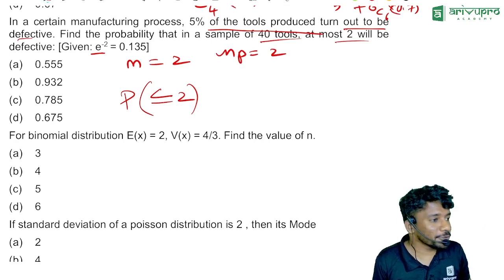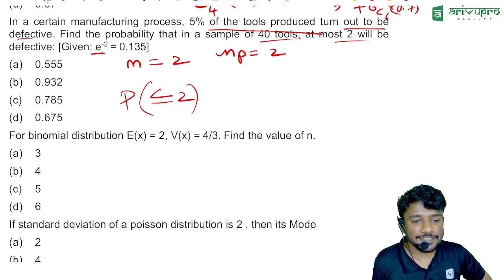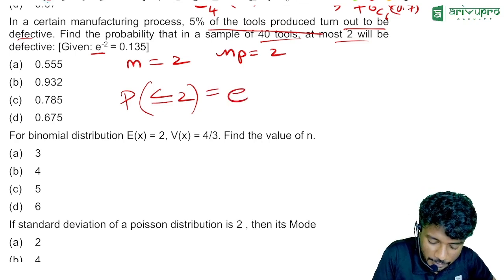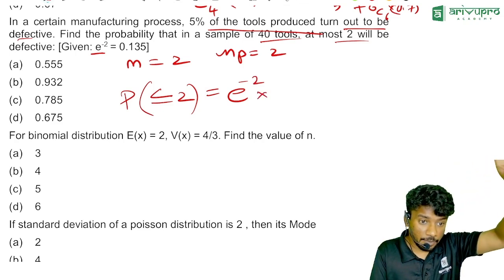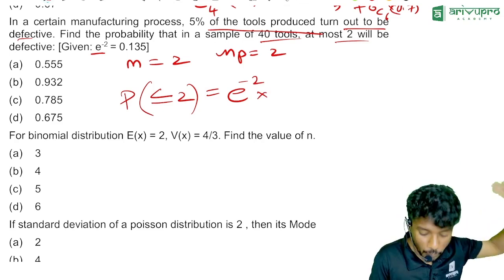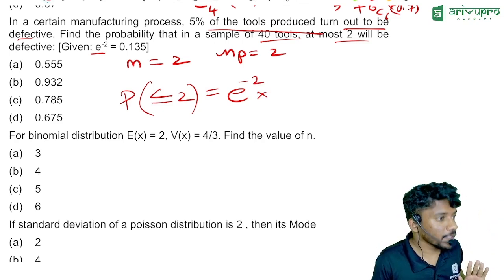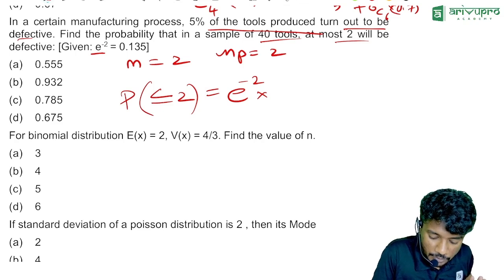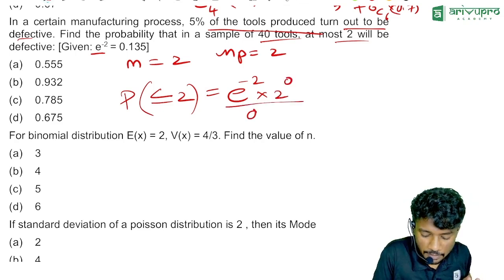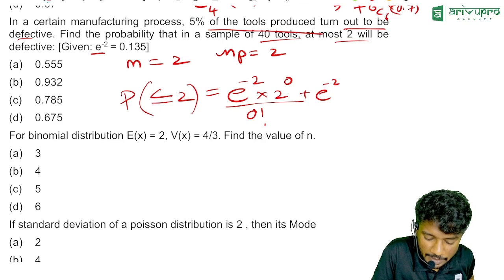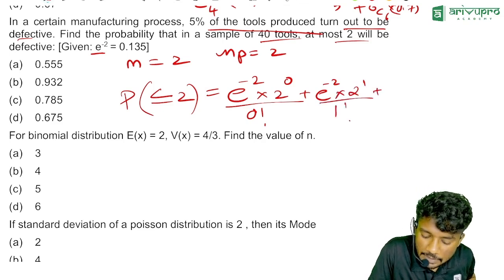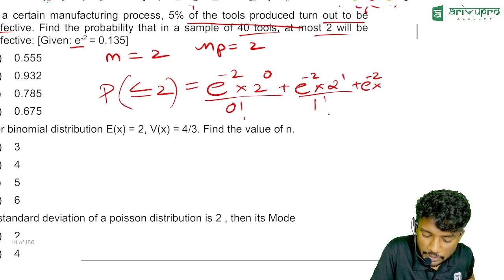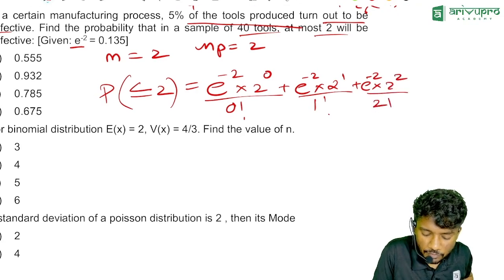We know that mean is equal to 2. Now, how will you find it? Which is equal to e raised to minus m. Instead of minus m, I am writing minus 2. First case, there can be 0, then 1 and maximum 2. What is the formula? e raised to minus m, m raised to x. So e raised to minus 2 into 2 raised to 0 divided by 0 factorial, plus e raised to minus 2 into 2 raised to 1 divided by 1 factorial, plus e raised to minus 2 into 2 raised to 2 divided by 2 factorial.